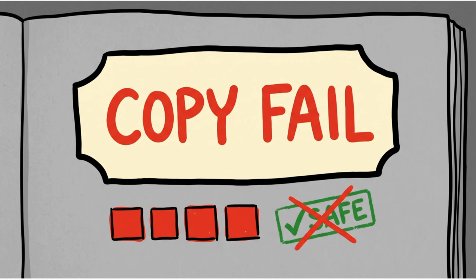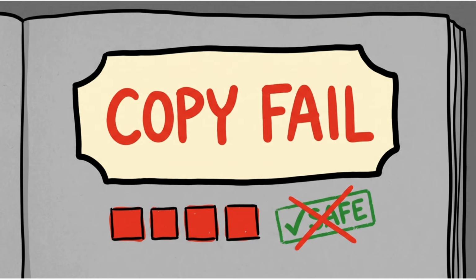4 bytes doesn't sound like much. So why does it hand over the entire machine? Because of where those bytes land. On Linux, certain programs are marked as special. They run with root powers even when a normal user launches them. The classic example is the command that lets you switch users.